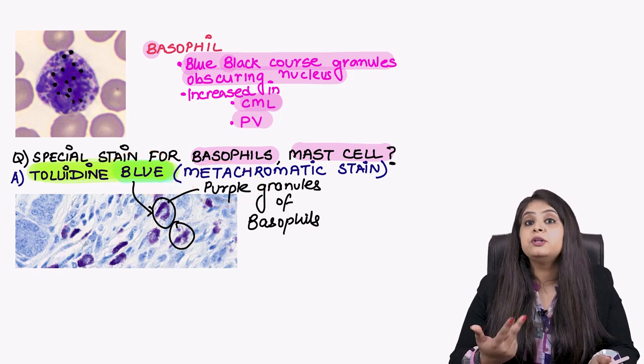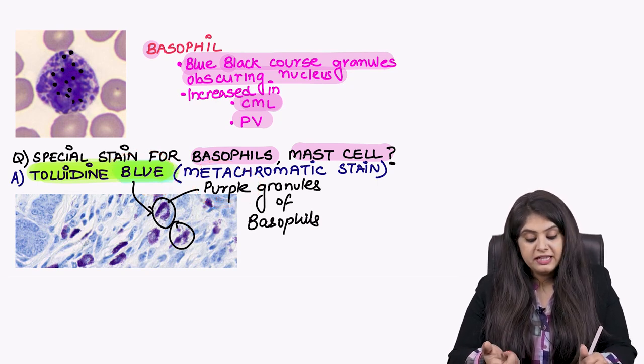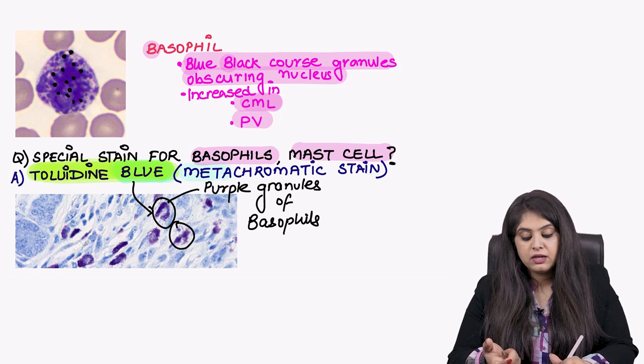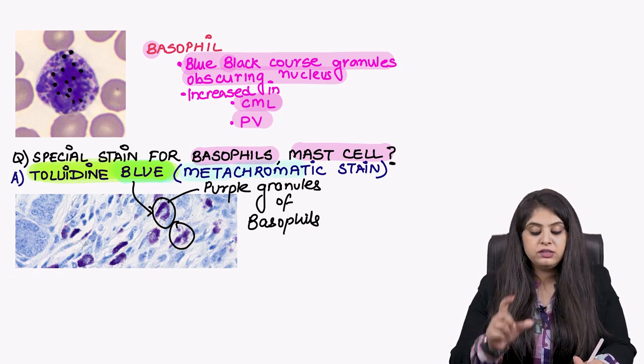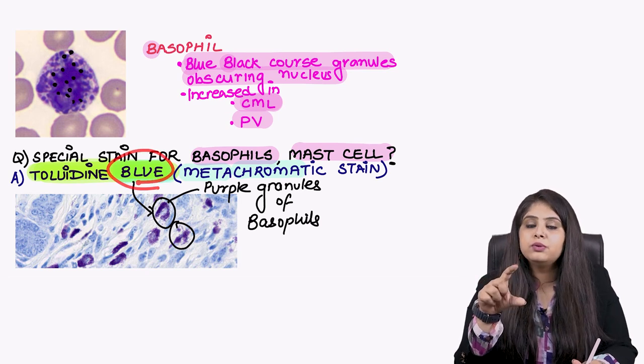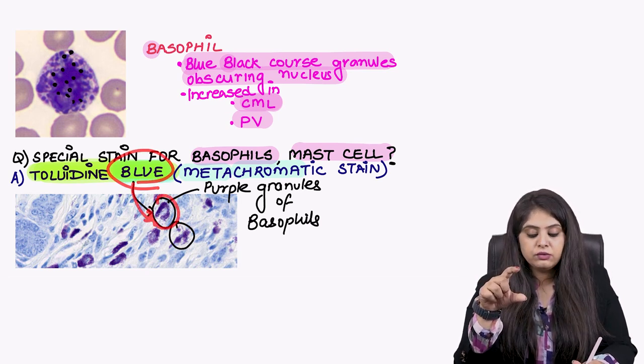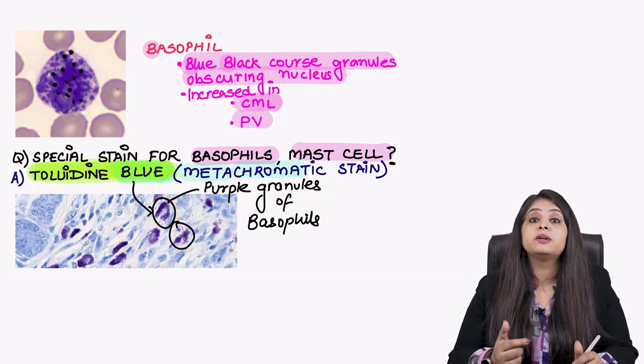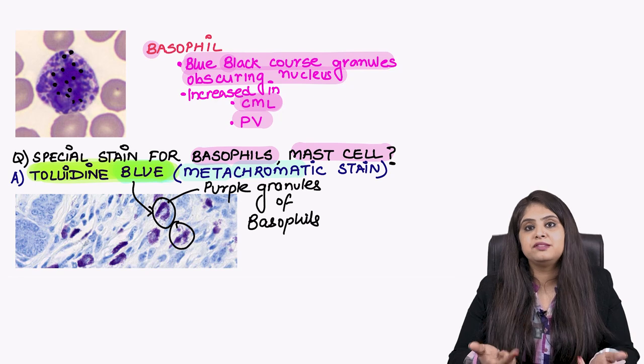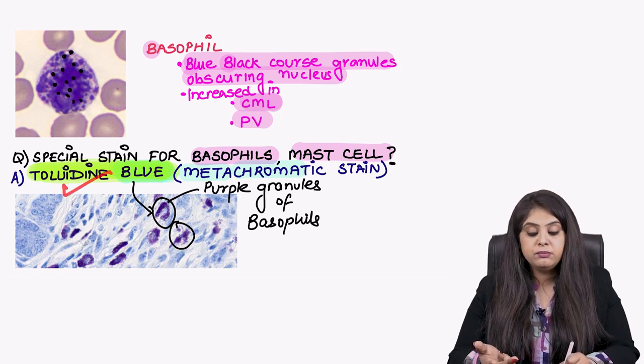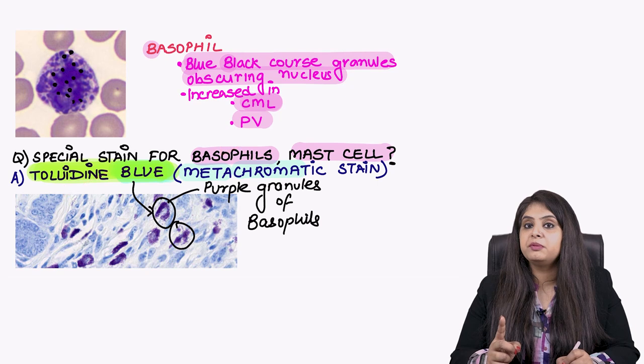What do you call such people? Two-faced. What do you call such stains? They are metachromatic, metachroma, different colors. So a bottle solution of toluidine blue looks blue, but when you look at it under the microscope, the basophil is not looking blue, it is looking purple. It's changed the color, and that is metachromatic stain. So toluidine blue, special stain for basophil, very famous BYQ.